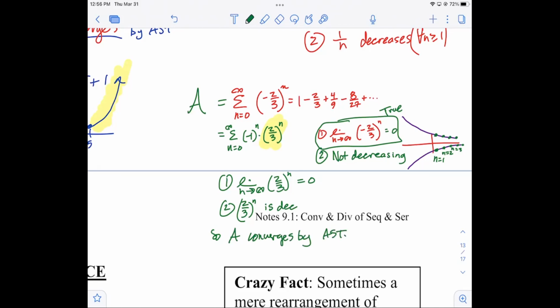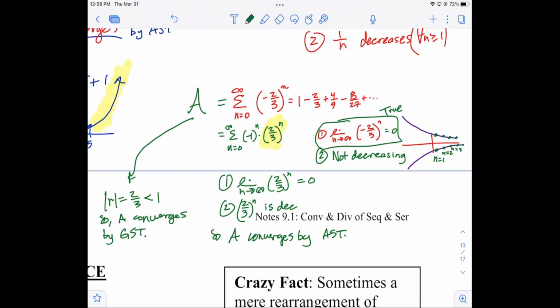Now, is there another test we could have used? It sure looks exponential, doesn't it? Isn't that also a geometric series? Oh yeah, it sure is. So you could also do it this way. The absolute value of r is positive 2/3, which is less than 1. So A converges by the geometric series test. Which one is correct? Both of them.